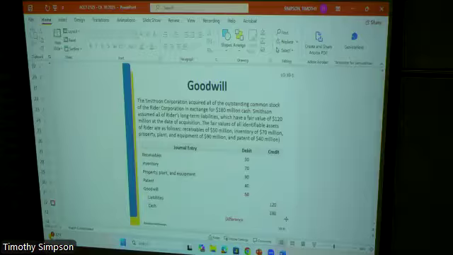So the journal entries here look like this. You have all these examples. So we've got to go. Well, it's reproduced here: $50 million for the receivables, $70 million for inventory, PP&E, patent, goodwill.